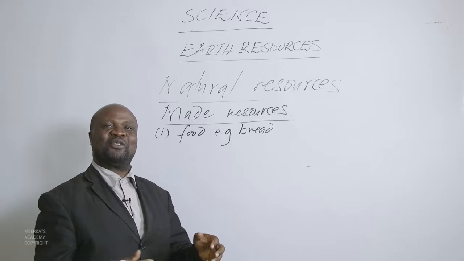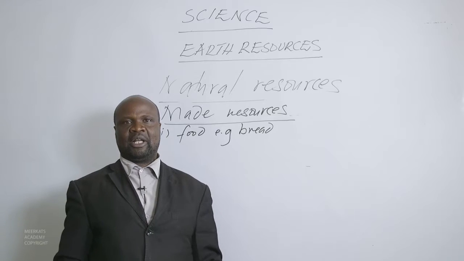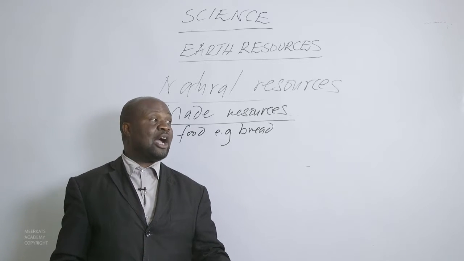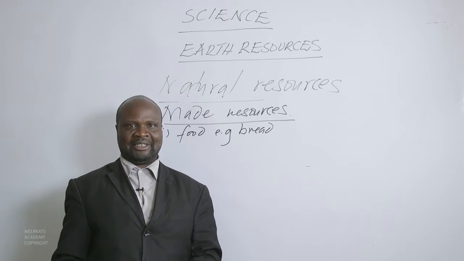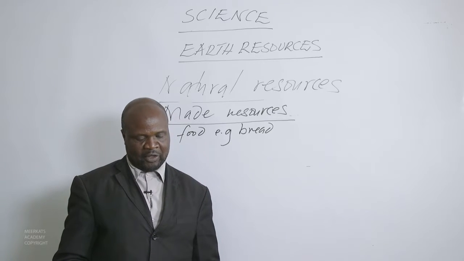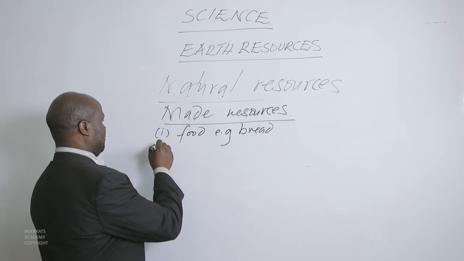So when we talk of just food, it is not the food that is available naturally, like the fruits that we get. We are asking, what extra utility have you added upon that food? If it has undergone some changes, then we can say it is a made resource. So we have given one example as food. Another example is leather.